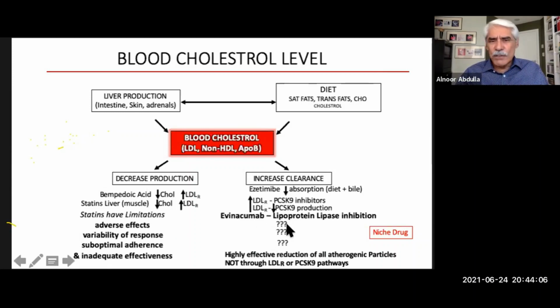So we don't know about the long-term side effects. We don't know about the response because it's only really been tried in those autosomal dominant patients with hyperlipidemia. The adherence is going to be a problem because you have to give it intravenously every 4 weeks. But the effectiveness is amazing. It is effective in people in whom all the other drugs that we have so far, that I've talked to you about, are highly ineffective. And evinacumab still goes and knocks down all the lipoproteins.